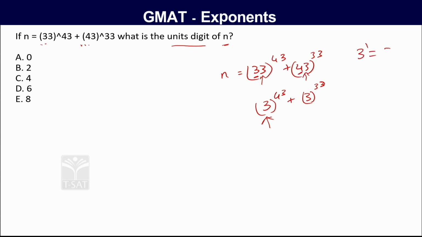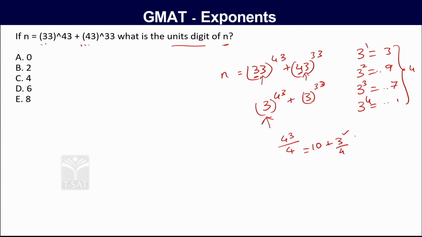3 has a cyclicity of 4. So let's divide our powers or exponents by 4. We get 4 tens plus the remainder comes out to be 3. So it will have the same units digit as 3 to the power of 3, that is 7. So this will have 7 in its units digit.